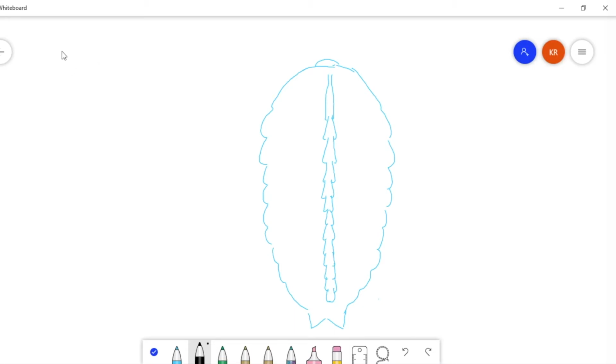Let us now study something about cockroach heart. I have already drawn here a brief outline of the cockroach and its heart in order to save some time, because the diagram is such that putting all the hearts takes some more time.